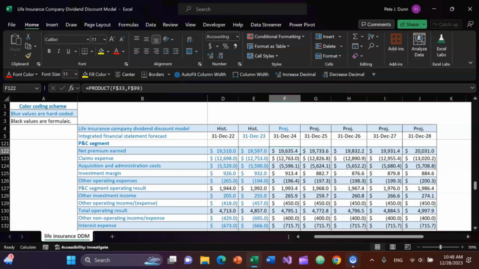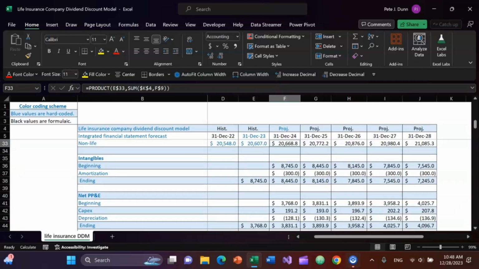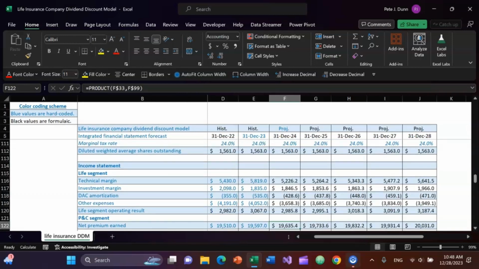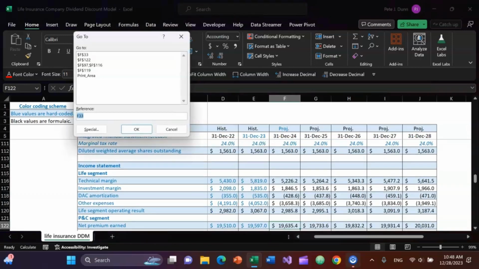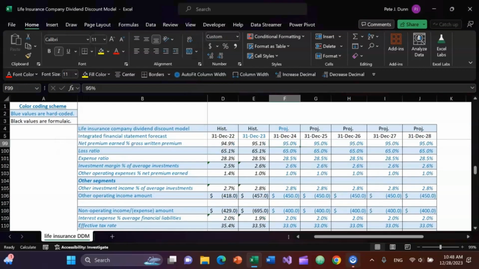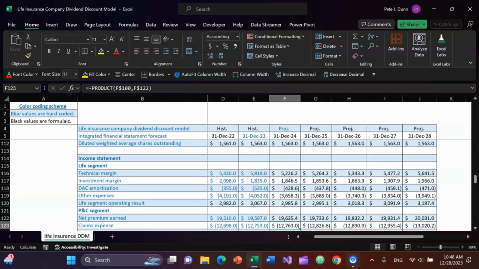For the property and casualty net premiums earned, that's just a product of rows 33 and 99, control left bracket, and that is the non-life gross written premiums times the assumption in row 99. So I'll do F5, F as in Foxtrot 99. You can see we have the net earned premium assumption as a percentage of gross written premiums for property and casualty. F5 enter to get back.